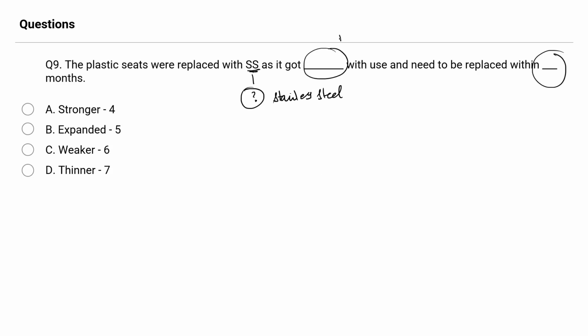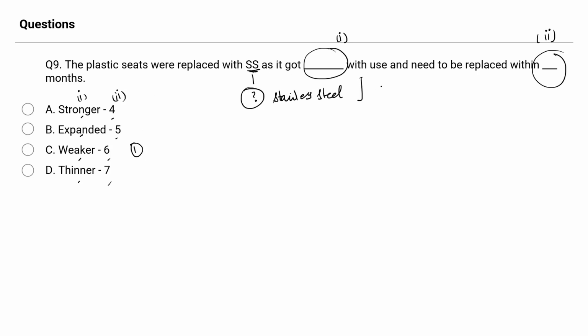So there are two fill in the blanks. Now, this is another way of asking questions. So in one question, we basically are asking two questions. For the first option, which is what happened to it, the options are stronger, expanded, weaker, thinner. C. Yeah, it got weaker, replaced within 6 months. All right. For the second option, we have 4, 5, 6, and 7. So we have got one vote for option C. Plastic seats were replaced by stainless steel as it got dash with use and needs to be replaced.